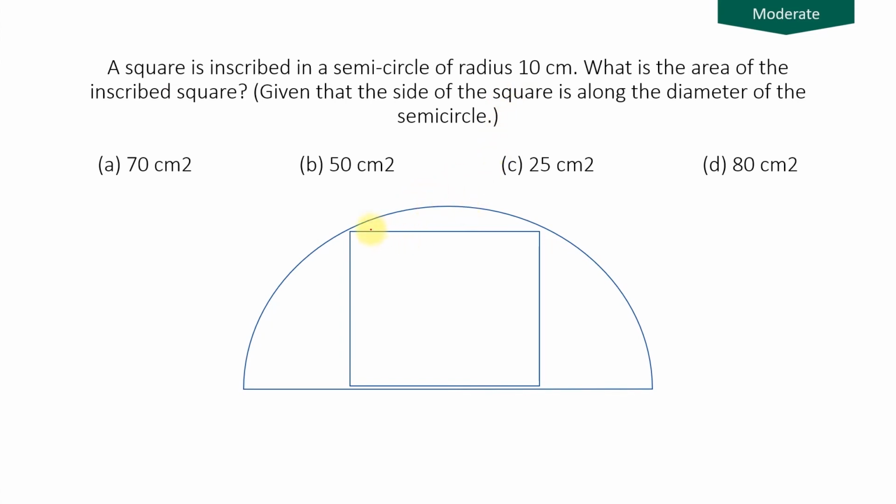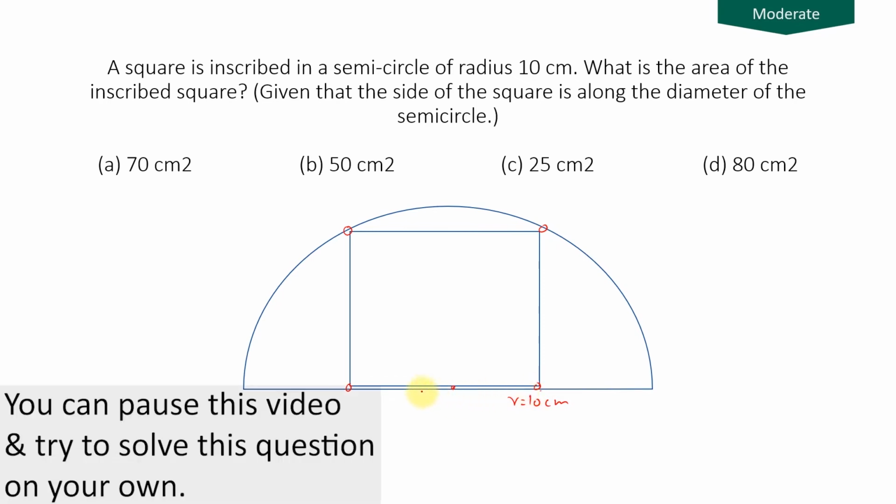Now in this question, a square is inscribed in a semicircle of radius 10. So there is a semicircle. In that semicircle, a square is inscribed. We have to find the area of that inscribed square. And it's given that a side of the square is along the diameter of the semicircle. So this is the situation exactly.